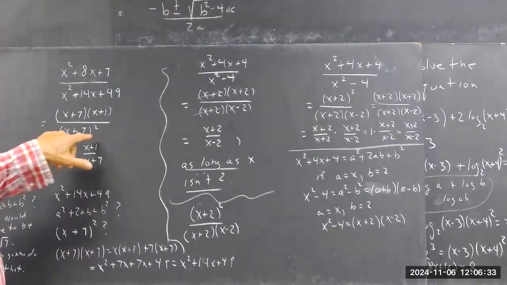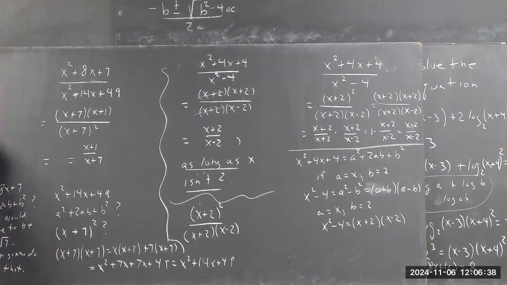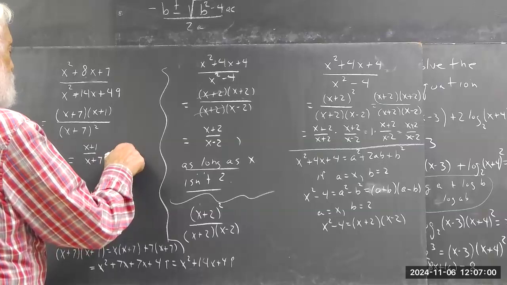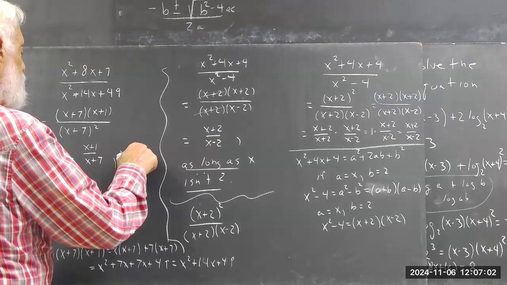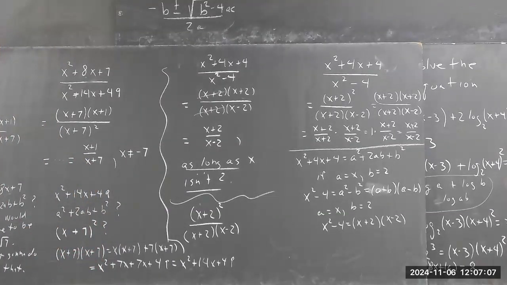Okay, I would write out the x plus 7 squared as x plus 7 times x plus 7. I'll do that over here. You write that x plus 7 times x plus 1 over x plus 7 times x plus 7. And one of the x plus 7s equals this x plus 7, and you're left with x plus 1 over x plus 7. And you really want to write out x not equal to -7 because you can't be dividing by 0.